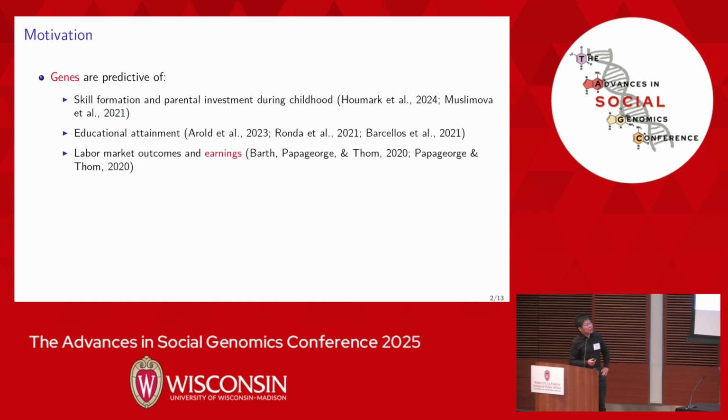So we see the genes have very good predictive power on skill formation in the childhood period. And then we also see they have a good prediction on educational attainment. And then they will also contribute to the labor market outcomes and earnings.